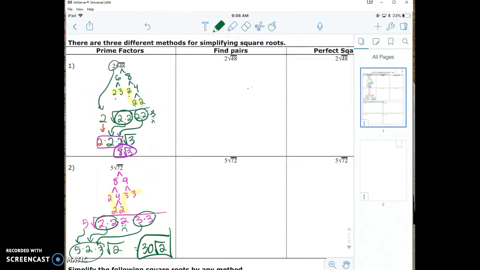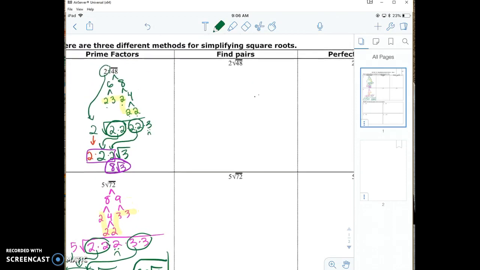Another way we can simplify square roots is just by finding pairs. We might be able to find pairs before we get all the way down to prime numbers. Okay, 48 could be 4 times 12. And I know that 12 is 4 times 3. Notice here that 4 is not a prime number, but I already see pairs. So just like before, I can go ahead and write down what I have at the ends of my branches, 4 times 4 times 3.